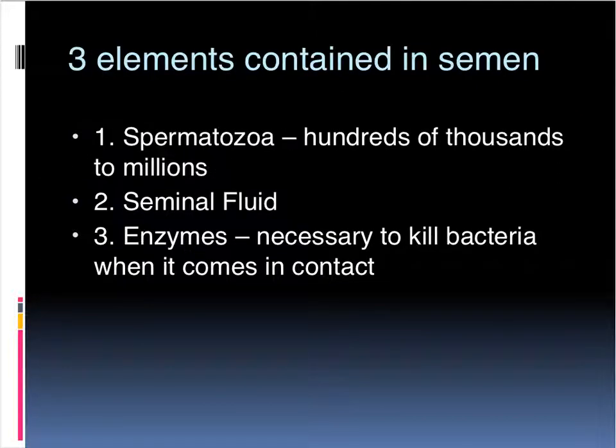There are 3 elements contained in semen. The first element is the spermatozoa, or the actual sperm. There can be hundreds of thousands to multiple millions of sperm in a single ejaculate. Secondly, there's seminal vesicle fluid, or seminal fluid. Thirdly, there's enzymes, and that's necessary to kill bacteria when it comes in contact. These are the 3 things that make up the semen.